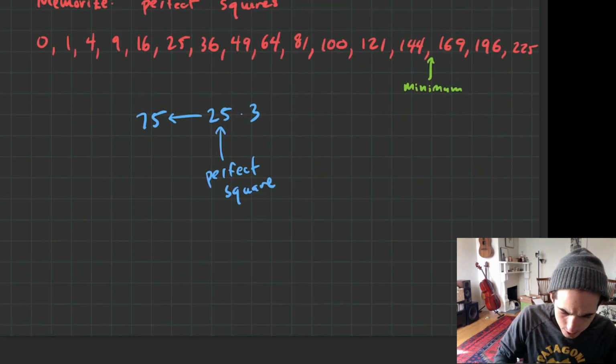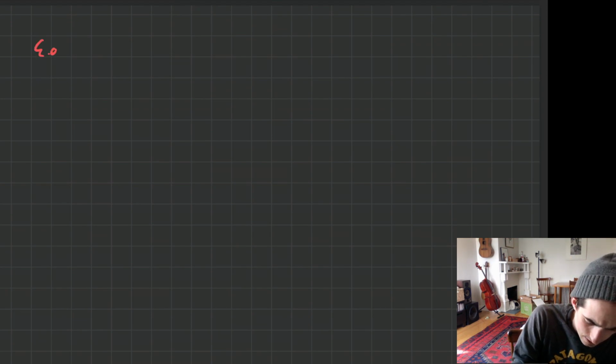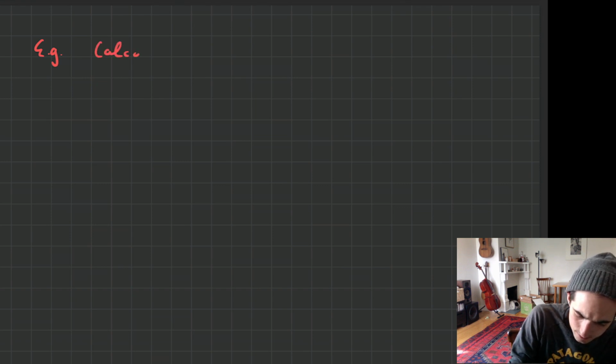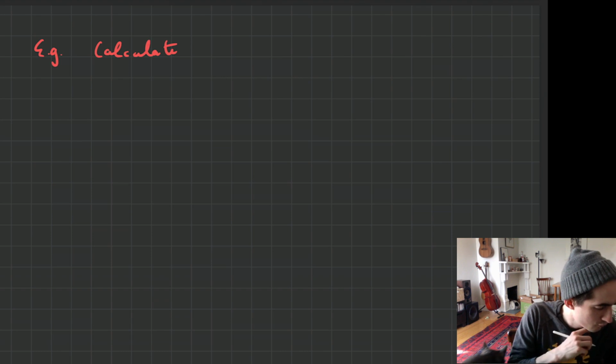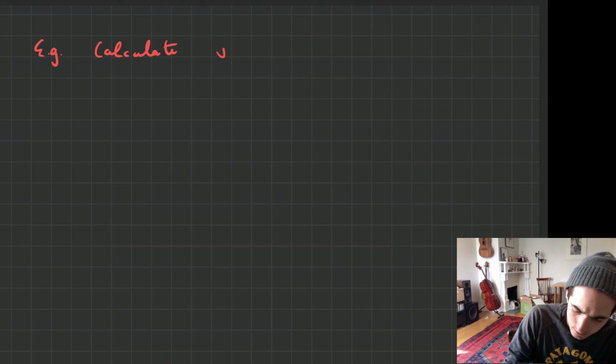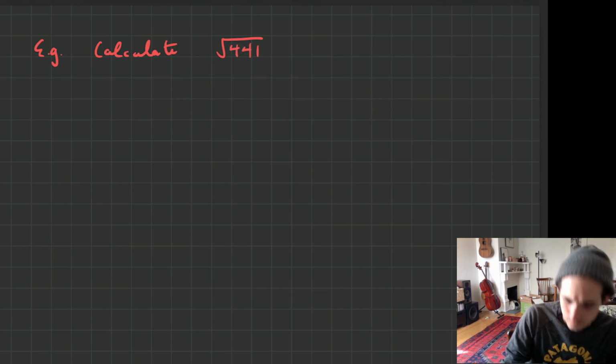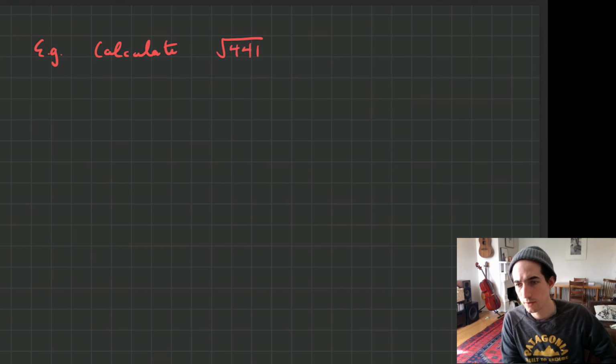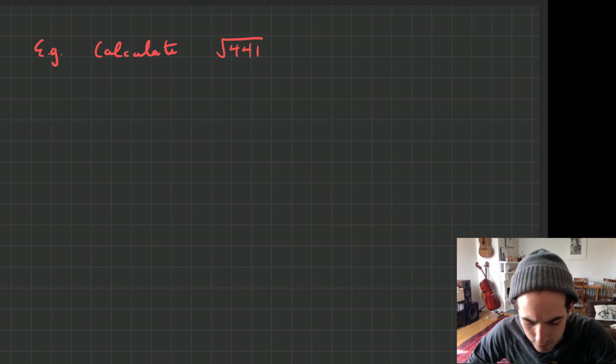I'm going to do one example, and then we're going to call it quits because we're just about out of time. So let's do this example. Calculate the square root of 441.